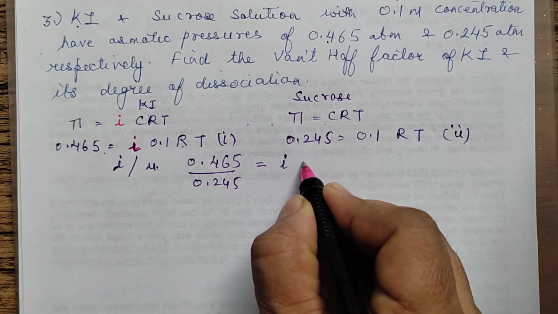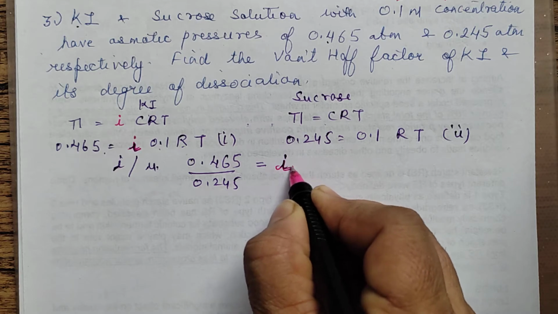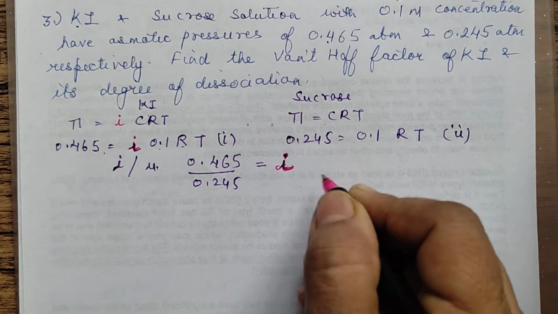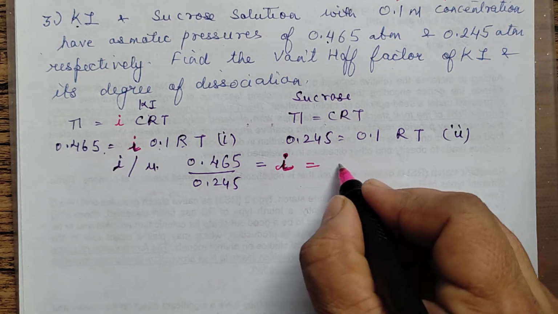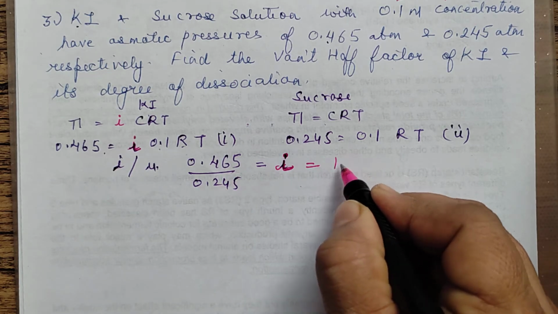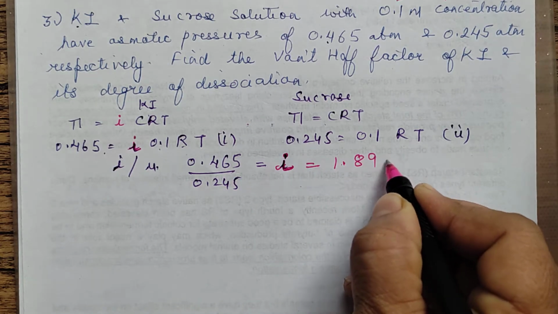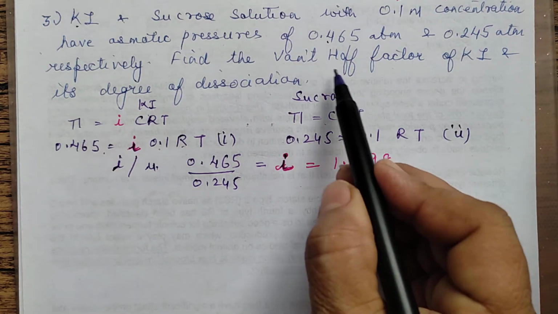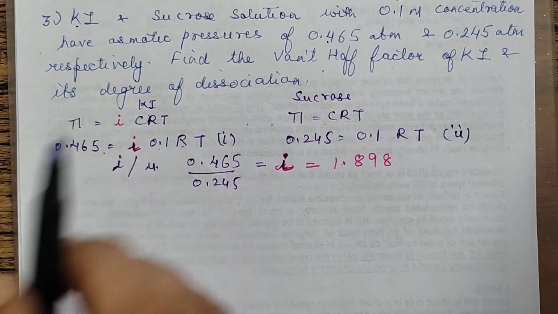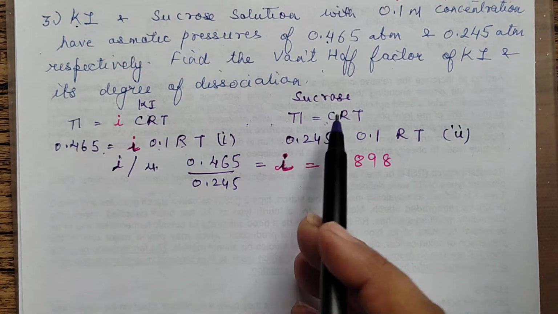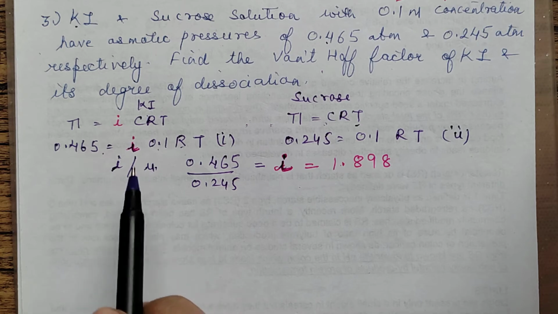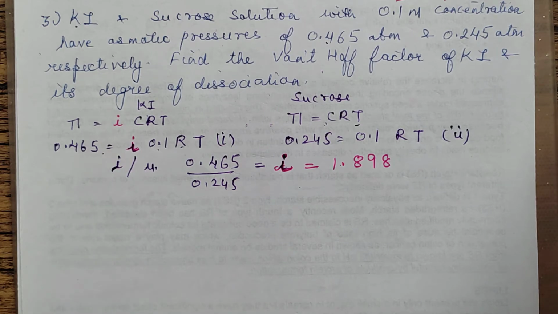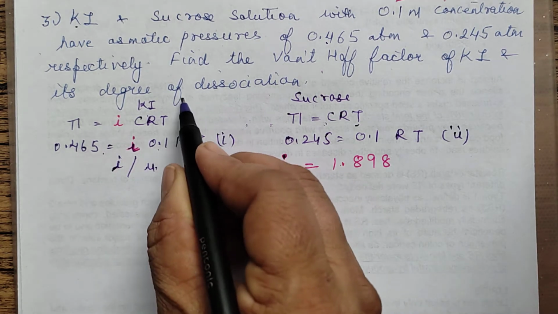So i, that pink color i, is my Van't Hoff factor. So this is the answer I am getting. If you divide this, you will get it as 1.898. So one part is done, that you have calculated i, the Van't Hoff factor. Find Van't Hoff factor for potassium iodide. We have done it. i was 1 for sucrose, so this i is only for potassium iodide. That is very obvious.